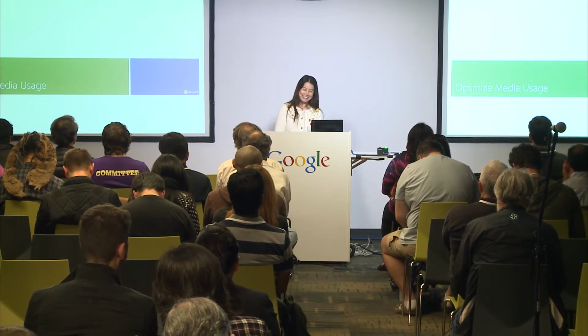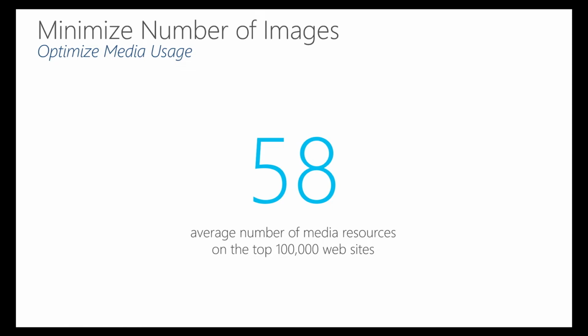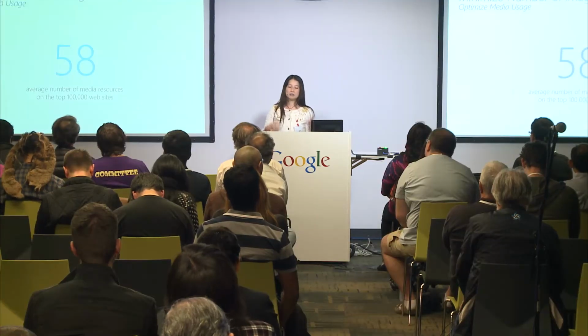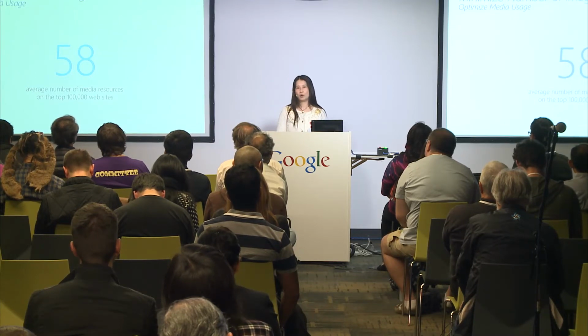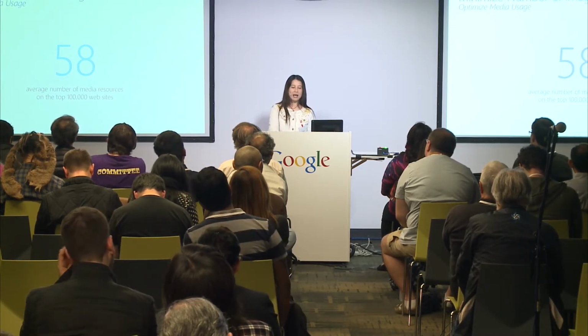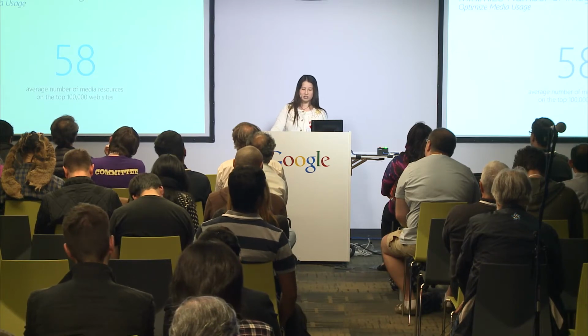All right, okay. The other thing is to optimize the media usage. If you look at this number, we actually took it probably two years ago. The number could have changed a little bit, but roughly the average number of media resources is 58 pieces. We took the average for the top 100K websites: 58 pieces of resource. That's quite a lot to work with, right? And then how could we make those resources more efficient?